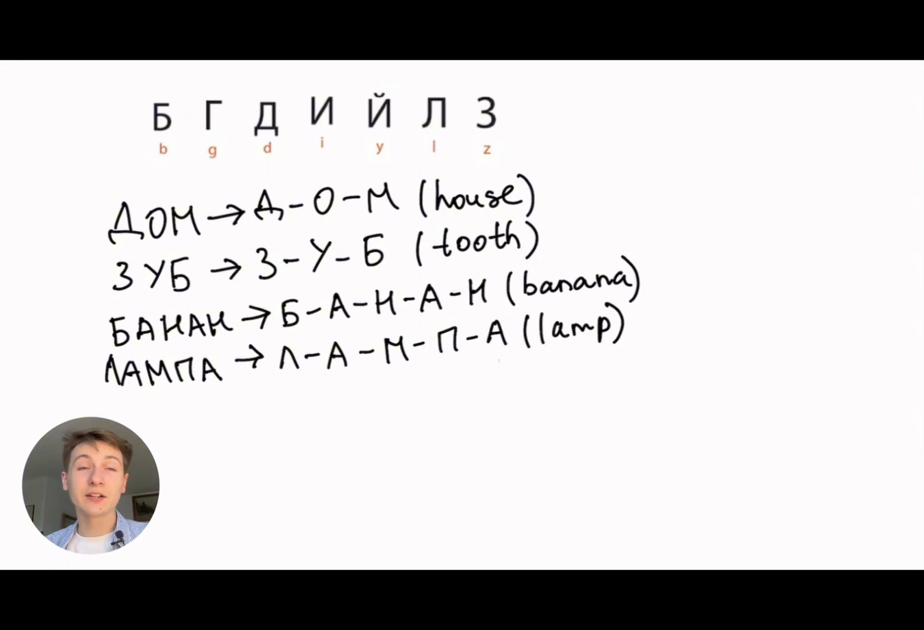So today we learned 7 new letters: B, G, D, I, Y, L, Z. And now you already know half of the Russian alphabet. Congratulations and great work today.